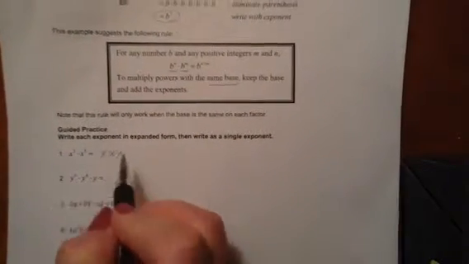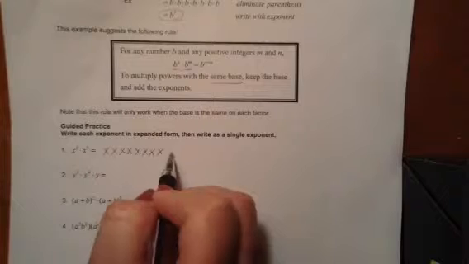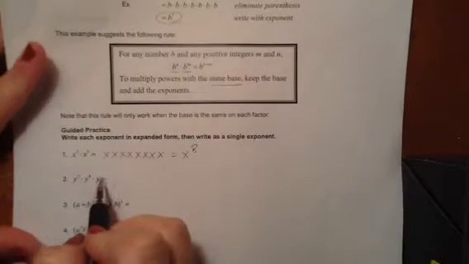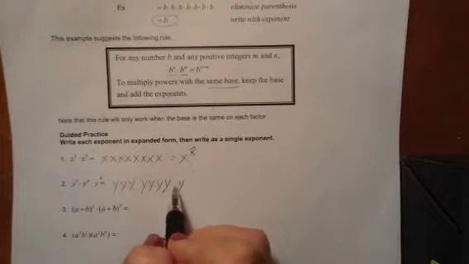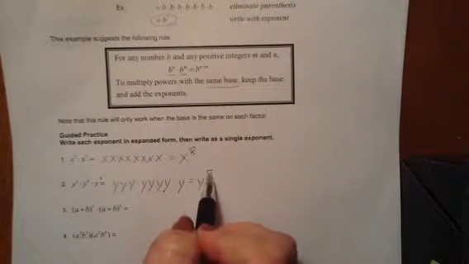X to the third times x to the fifth. If we write an expanded form, we have 3 x's, 1, 2, 3, 4, 5 x's, which gives us x to the 8th. On the second one here, anytime that you have a letter without an exponent, it's understood to be 1. So here we have 3 y's, 4 y's, and 1 y. All of those are multiplied together. So if we add them all up, we end up with 8 again. It has to be the same base when we are multiplying.